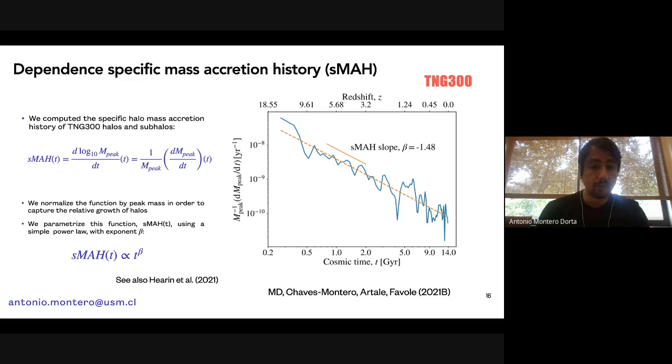So what we did is parameterize it using a simple power law, as shown there on the left-hand side. This was also done by Hearin a little later. That plot shows a particular example, randomly taken as usual, of course one that looked good for this. It's the mass accretion history as a function of time, and you can see that it fits a power law very well, beta being the slope of the power law. In this case, it is minus 1.48.